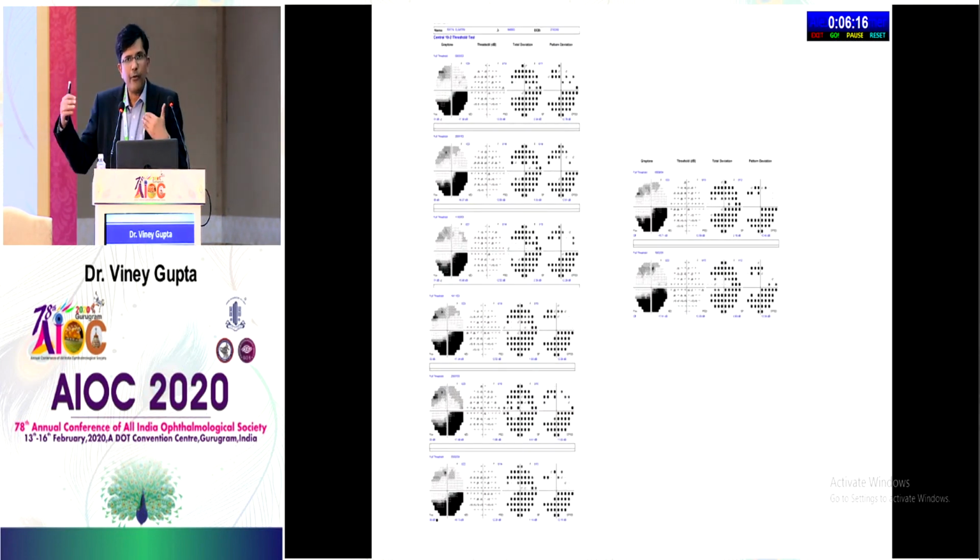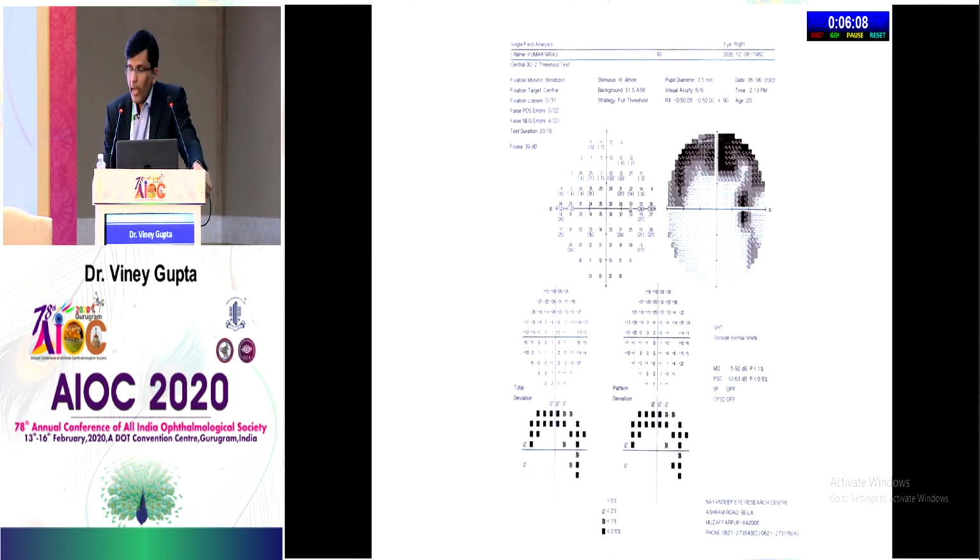Okay, so these are overview printouts. That means when multiple visual fields are done, you can get all the fields in a single printout. And then this was another patient that was referred to us with a kind of an arcuate defect.